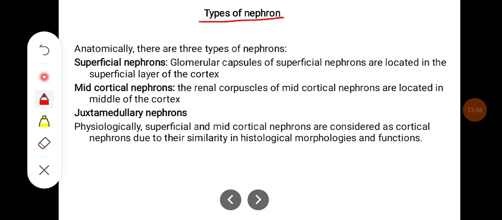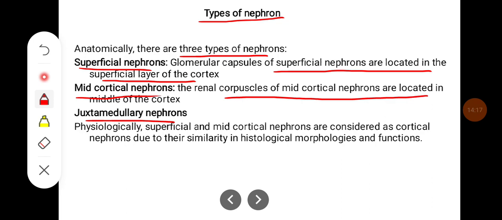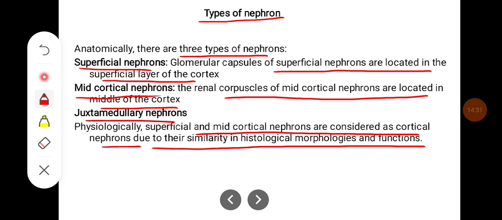Types of nephron. Anatomically, there are three types of nephrons: superficial nephrons, mid-cortical nephrons, and juxtamedullary nephrons. The glomerular capsules of superficial nephrons are located in the superficial layer of the cortex, whereas the renal corpuscles of mid-cortical nephrons are located in the middle of the cortex. Physiologically, superficial and mid-cortical nephrons are considered cortical nephrons due to their similarity in histological morphologies and functions.